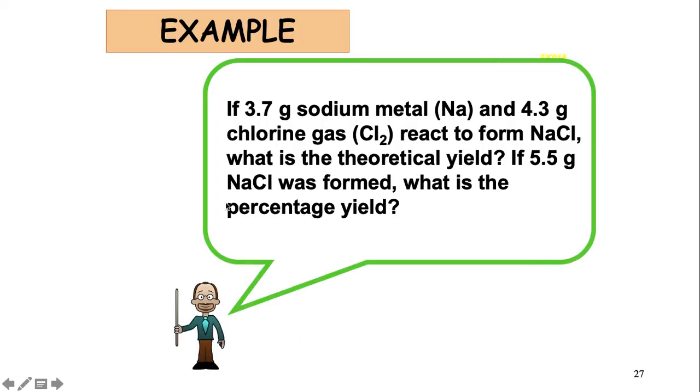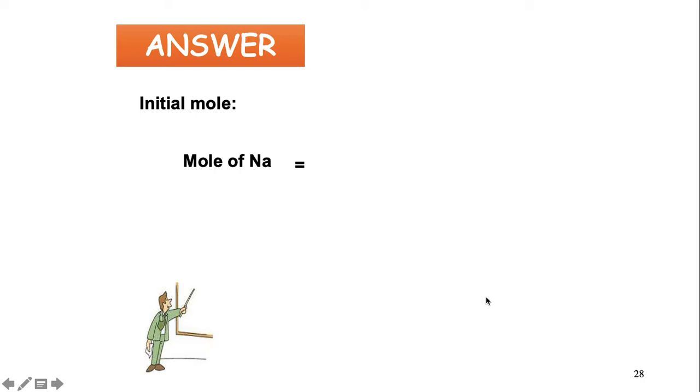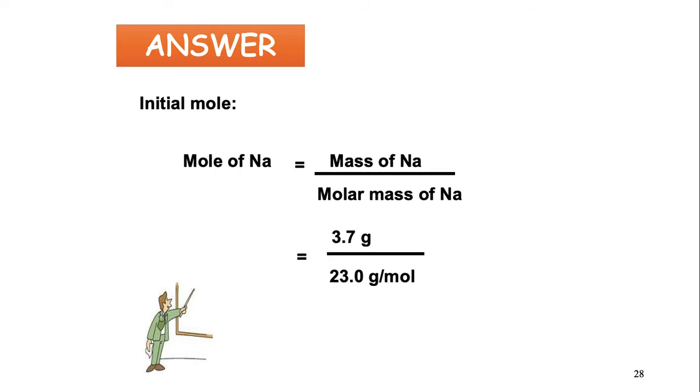For example, you have 3.7 gram of sodium metal and 4.3 gram of chlorine gas reacting to form sodium chloride. What is the theoretical yield? If 5.5 gram of sodium chloride was formed, what is the percentage yield? So you have the mass of two reactants, so you can find the number of mole of sodium metal and chlorine gas. First, the number of mole of sodium is mass of sodium divided by molar mass.